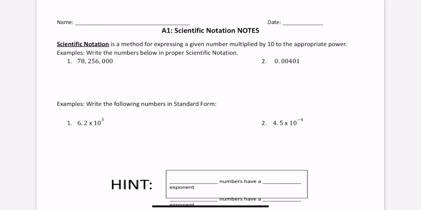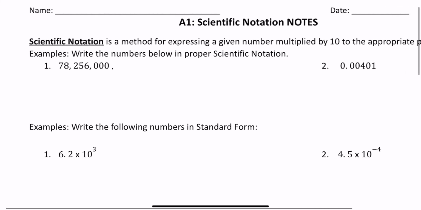What you're going to do, whether it's a large or small number, is find its decimal. At the end of every whole number, the decimal is at the back. Then you want to move that decimal so the number is now a number between 1 and 10. So we're going to make the larger number appear smaller. We're going to move this decimal place 1, 2, 3, 4, 5, 6, 7 places. So now my decimal point is between the 7 and the 8.